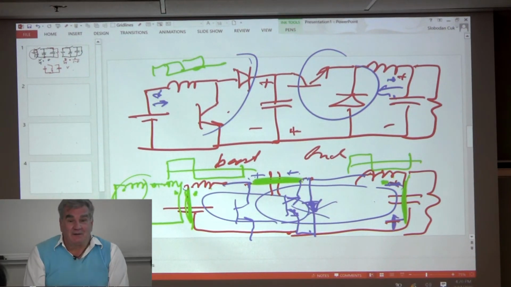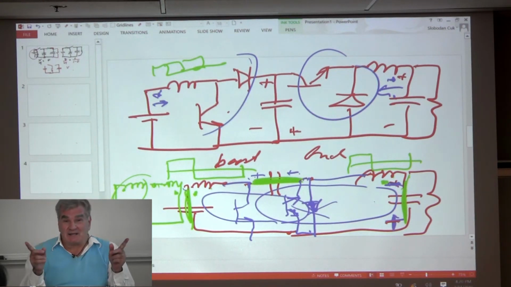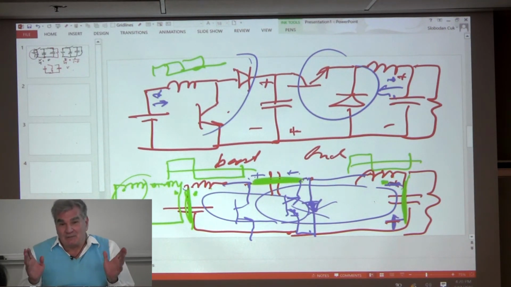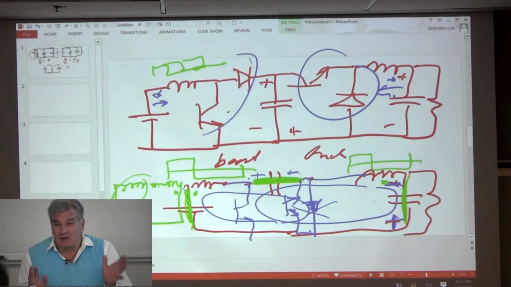Now I come to another thing. What about the inductor? What about the transformer? The beauty of a transformer. But I have a question that I always ask, and don't feel bad. I fail 90% of electrical engineers because they don't know who invented the transformer.